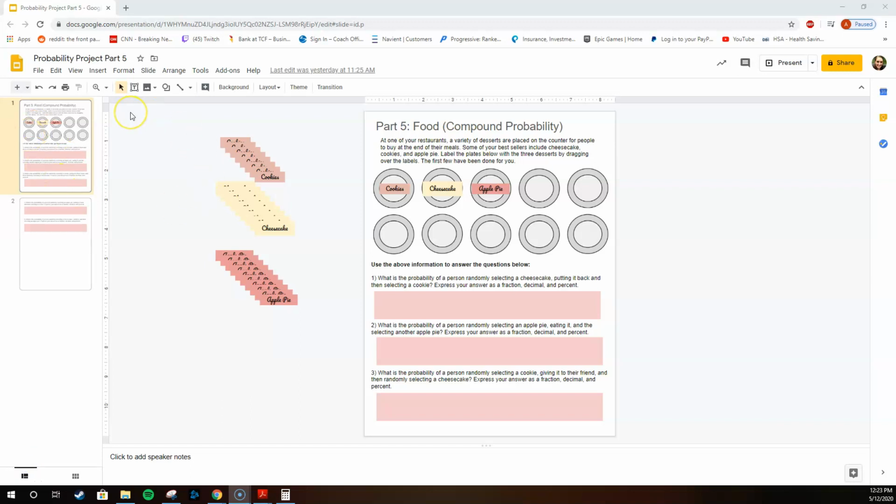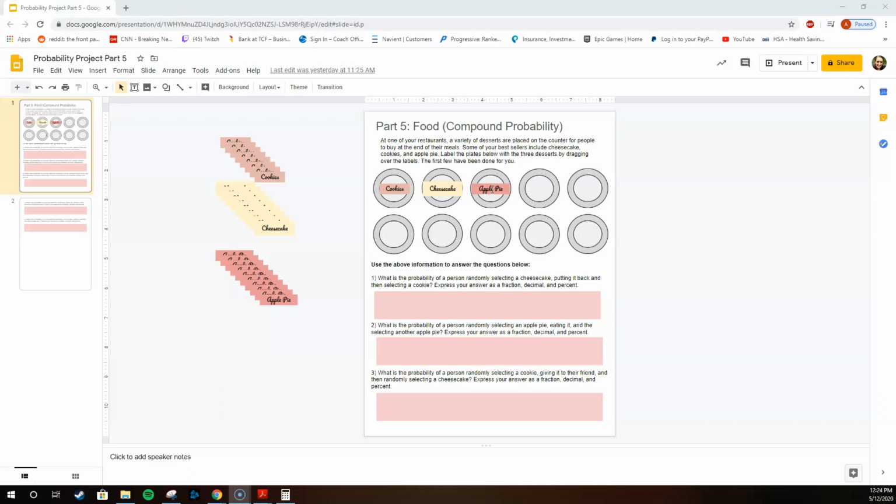Good morning, sixth graders. Today we will be working on part 5 of your probability project. And today we are working with compound probability. So remember, compound probability is when you are working with two different probabilities that you're multiplying together to get one probability.